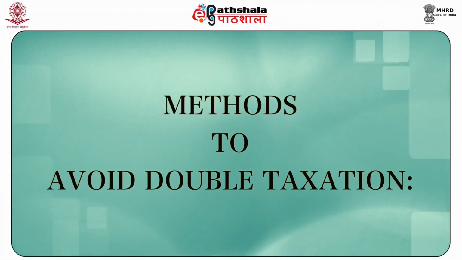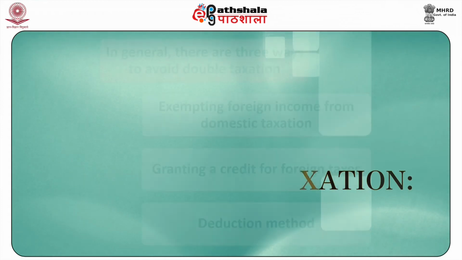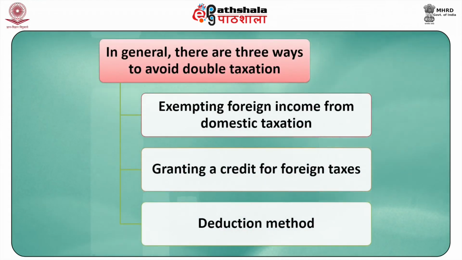Methods to avoid double taxation. Let us understand these methods. In general, there are three ways to avoid double taxation. Number one, exempting foreign income from domestic taxation. Number two, granting a credit for foreign taxes. And number three, deduction method.